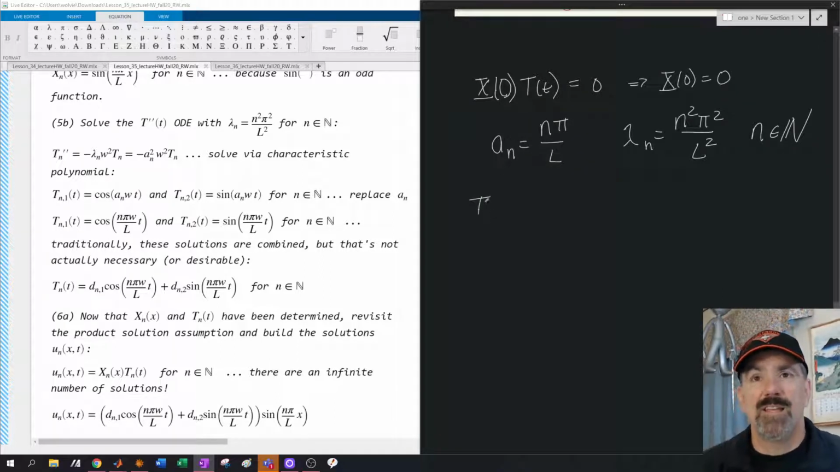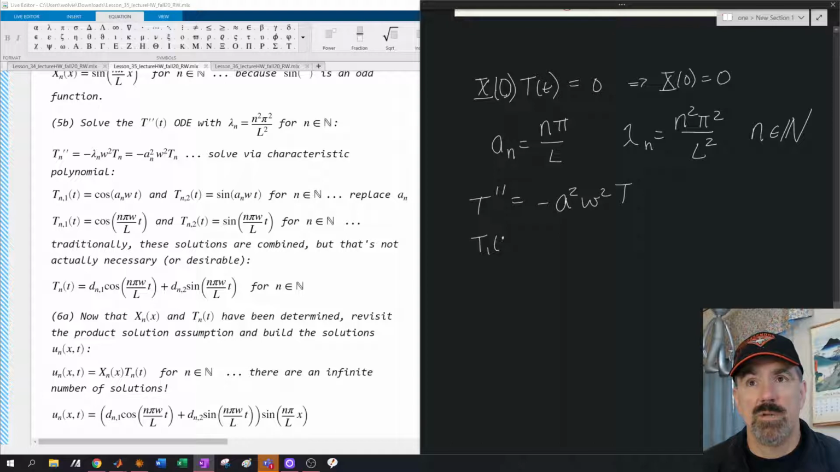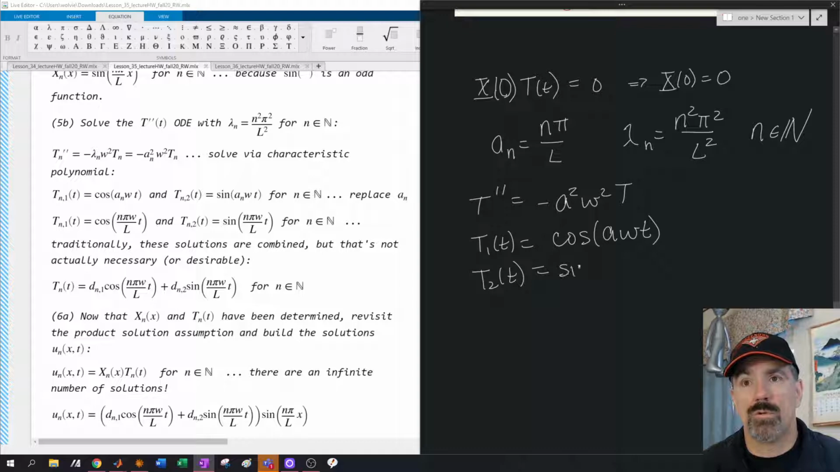You've not seen it written this way, but if I've solved the problem T double prime is equal to negative, let me drop the n for a second, a squared w squared T. If I solved this and I asked you what the solutions were, you would tell me that there was one solution, T1 as a function of t, which is the cosine of awt, and that there's a second solution, T2, which is equal to the sine of awt. And then, if I asked you for the general solution, you would take the linear combination of these two solutions to build the general solution.